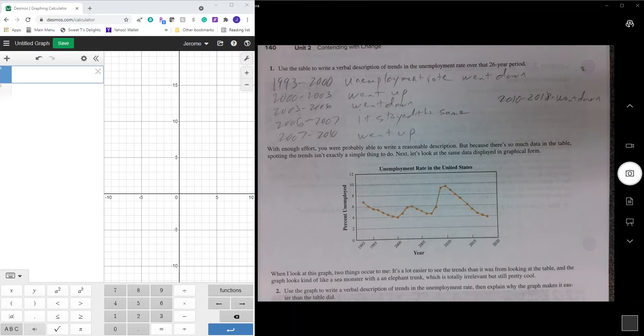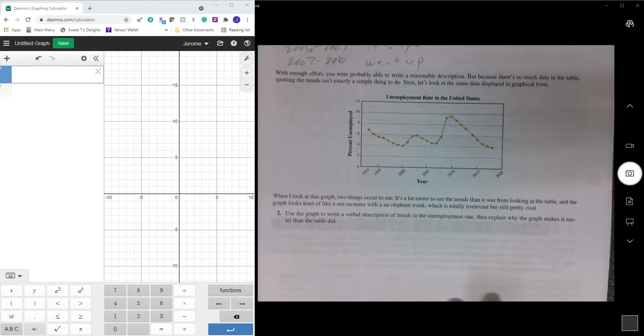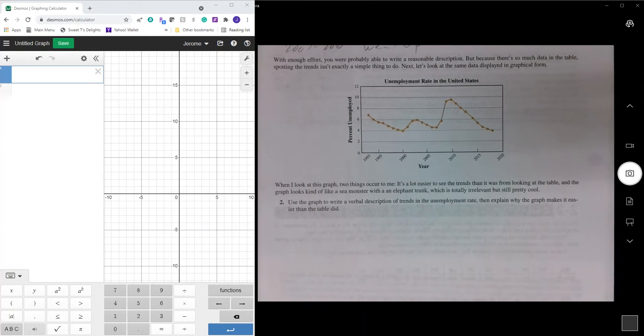Next, let's look at the same data displayed in graphical form. So we have this data in graphical form. When I look at this graph, two things occur to me. It's a lot easier to see the trends than it was from looking at the table, and the graph looks kind of like a sea monster with an elephant trunk, which is totally irrelevant but still pretty cool. Use the graph to write a verbal description of trends in the unemployment rate, then explain why the graph makes it easier than the table did.